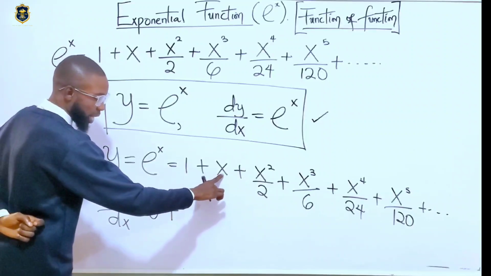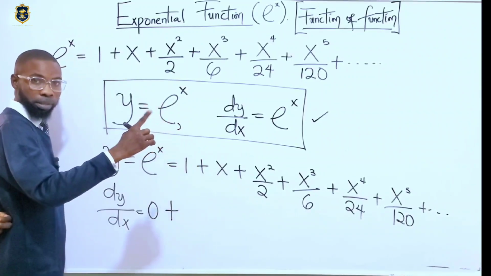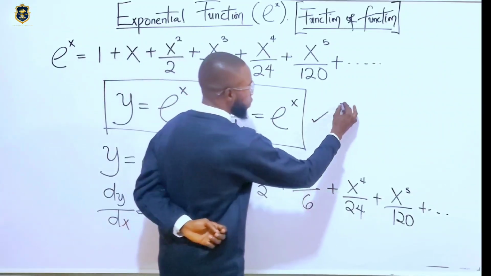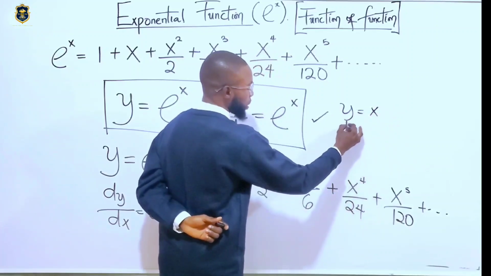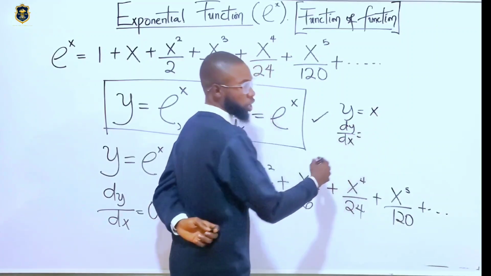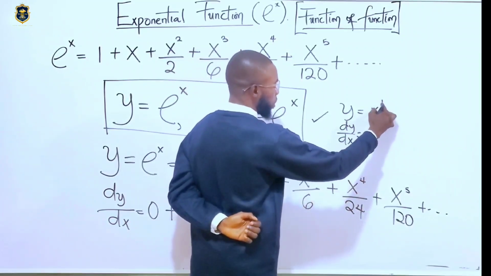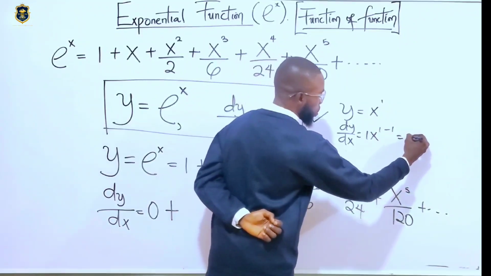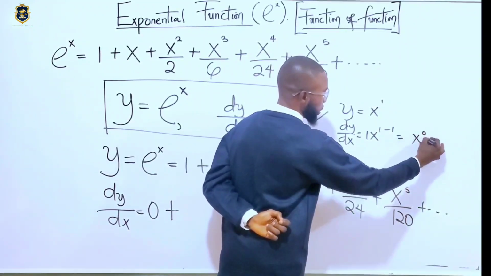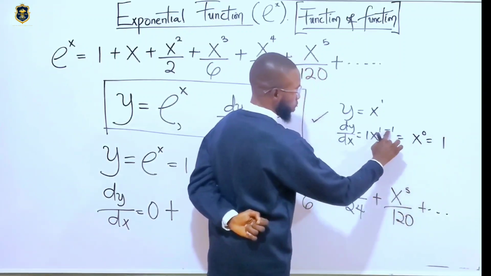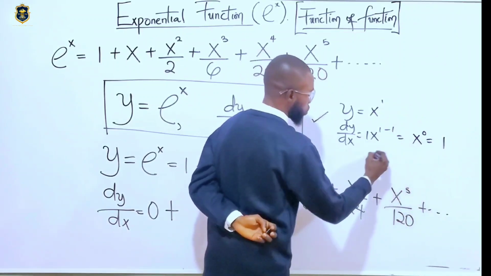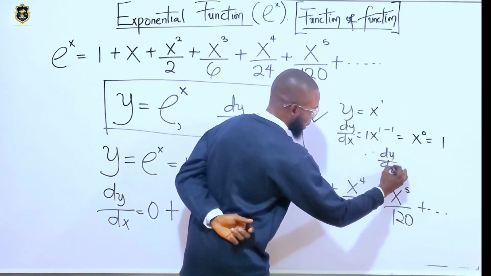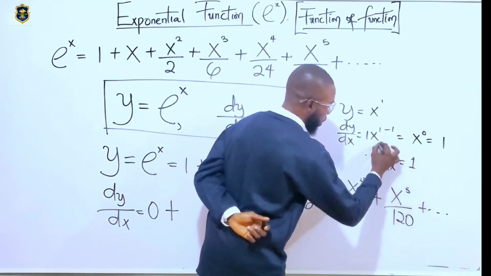Plus, if we differentiate x, what do we get? 1. If y is equal to x, we know that dy over dx, using the general formula I've been teaching you, x raised to the power of 1, we have 1x raised to the power 1 minus 1. So it becomes 1x, same thing as x, with 1 minus 1 being 0. Anything raised to the power of 0 is 1. So therefore, you know that dy over dx here is simply 1.